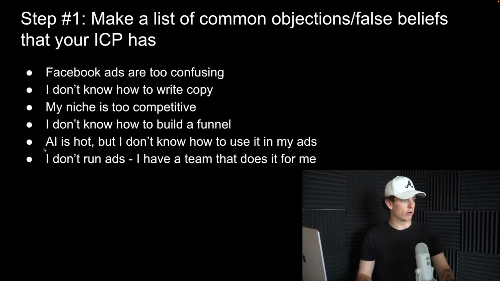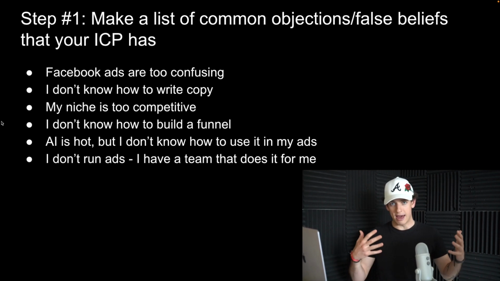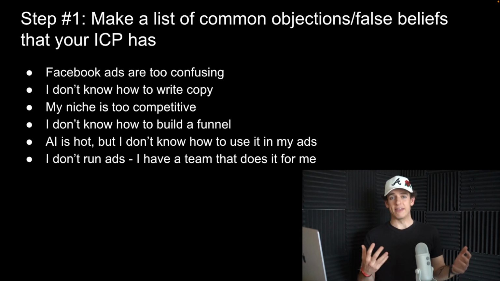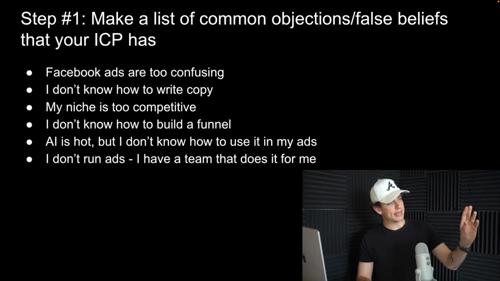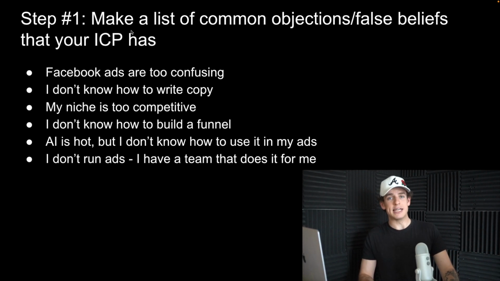But if you're in real estate, or if you're in crypto, if you're in finance, or if you're in economics, whatever you're in, whatever you sell a program or a mentorship or consulting offer around, you would just list out all of the very common objections that you experience and all the common false beliefs that you have heard and gathered from talking to your clients and the feedback you have gotten on your offer. So step number 1 is making a list of objections and false beliefs that your ICP has.